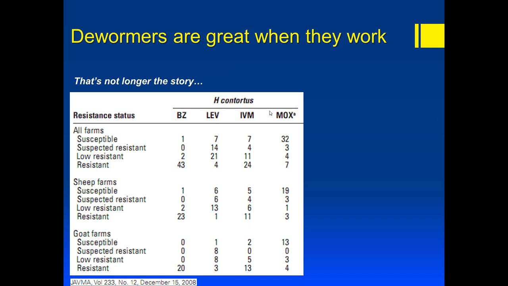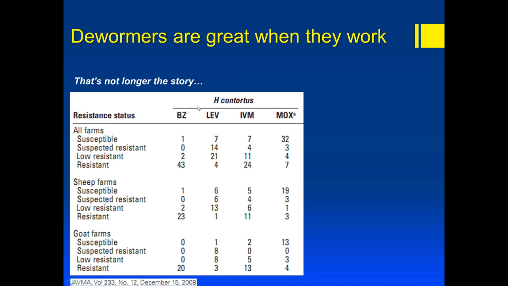This is a study done by some researchers at the University of Georgia. It was published in 2008, and it just focuses on the effect of Haemonchus contortus. We can look at the resistant status of about 46 farms to benzimidazoles, which are BZ, any of the white dewormers, so think Valbazen, Safeguard, Panacur, fenbendazoles, or albendazoles fall into this group. If we look directly down here, of the 46 farms that were tested, 43 of them showed resistance to benzimidazoles. And this study was done in the southeastern United States, so we're going to keep that in mind for just a moment.